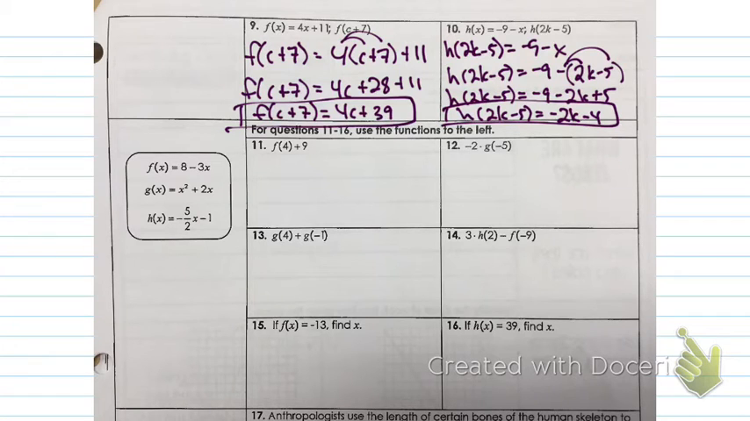If I have f of 4, what does 4 go in for? X. So my eyes here are going to go there. If x is 4, that means f of 4 is 8 minus 3 times 4. So then I just need to add 9 to that. So 8 minus 12 plus 9 is 5.